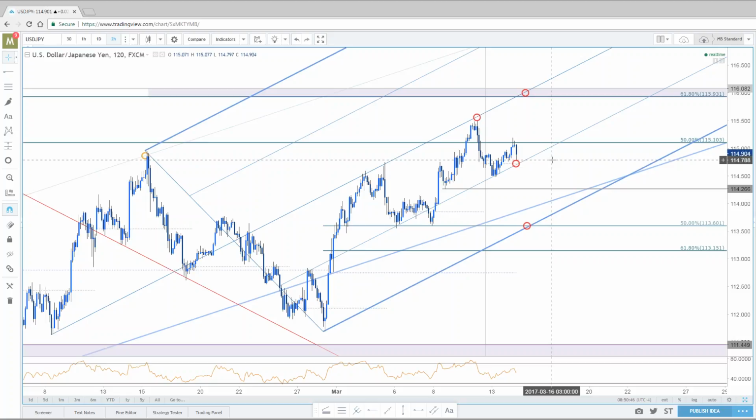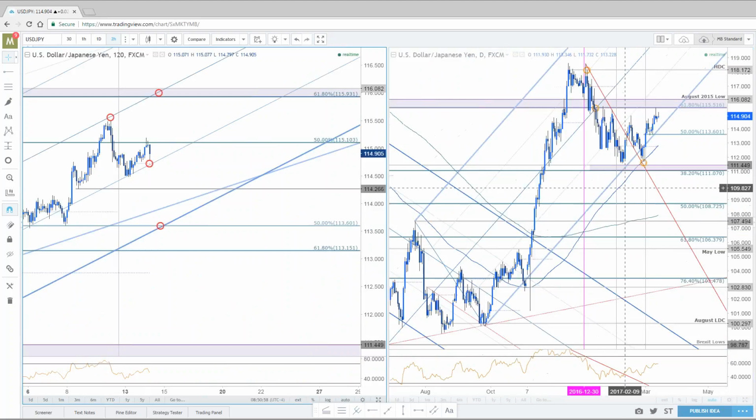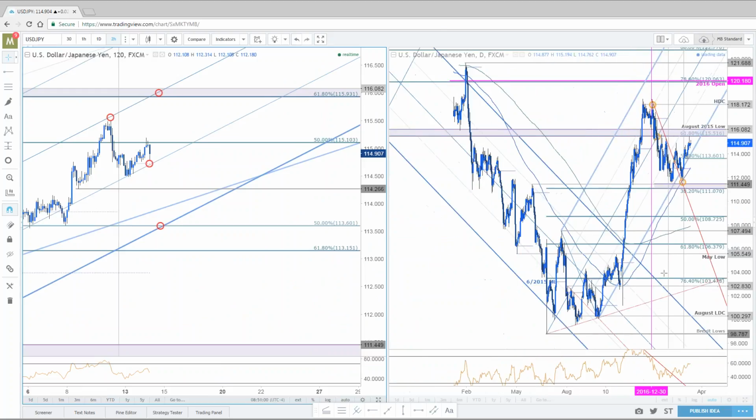So yeah, look for the dribble lower to try to get long. If we top the upside again, be wary of 115 and 116.08. Those are key levels. Just for your information, the 116.08 level is actually the 2015 low.